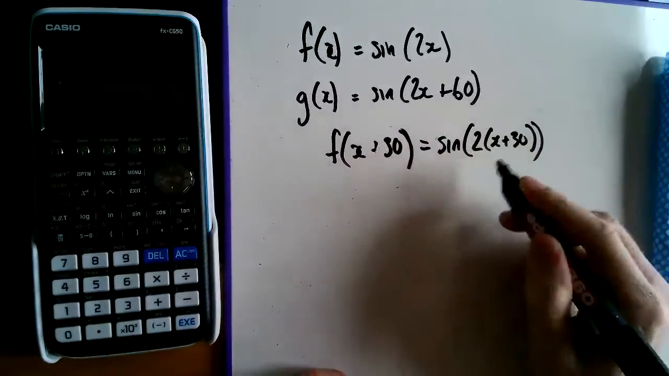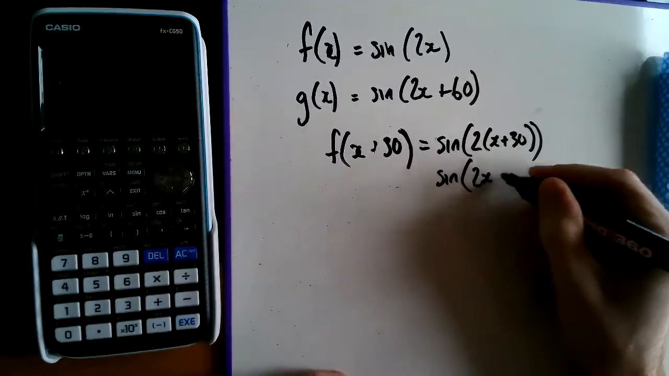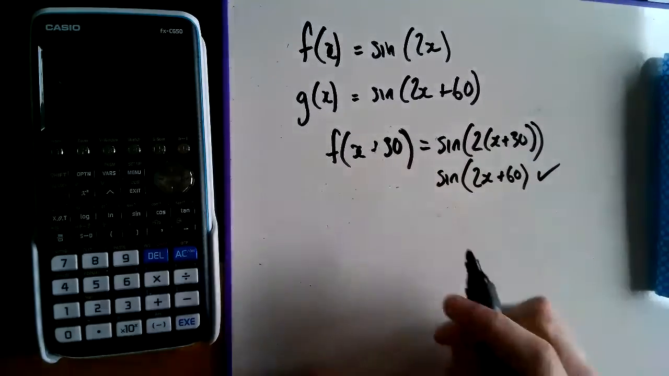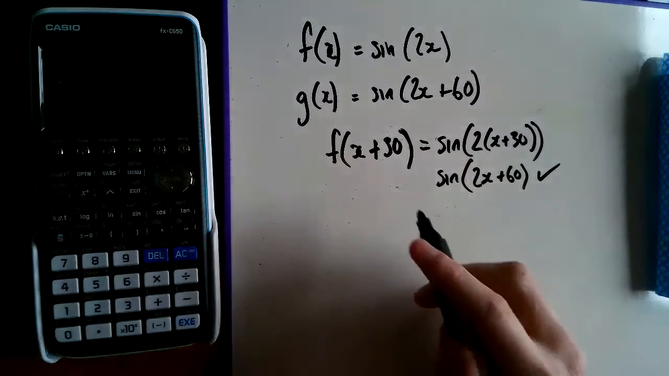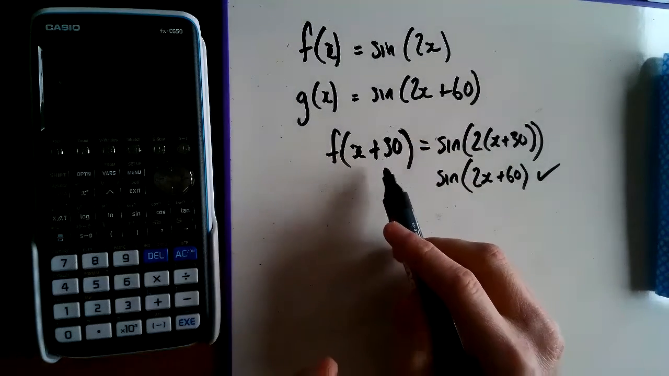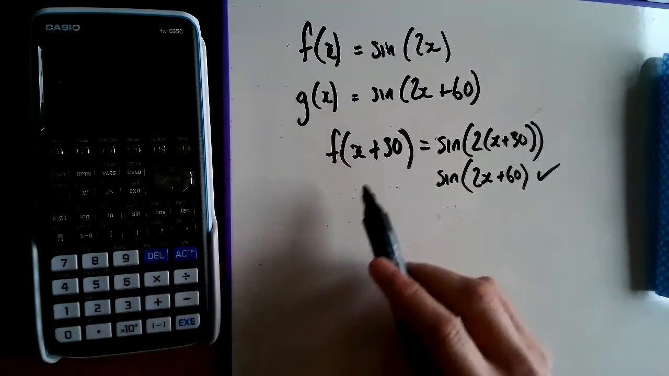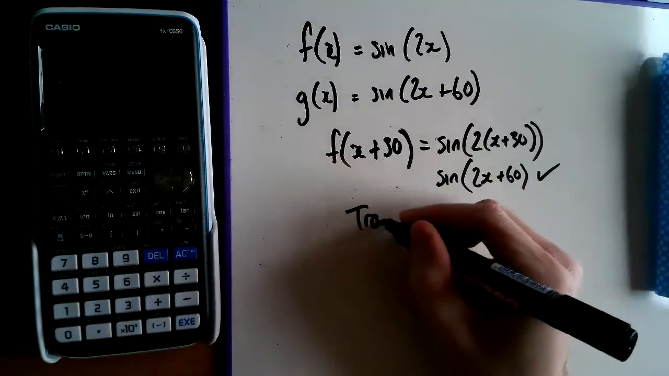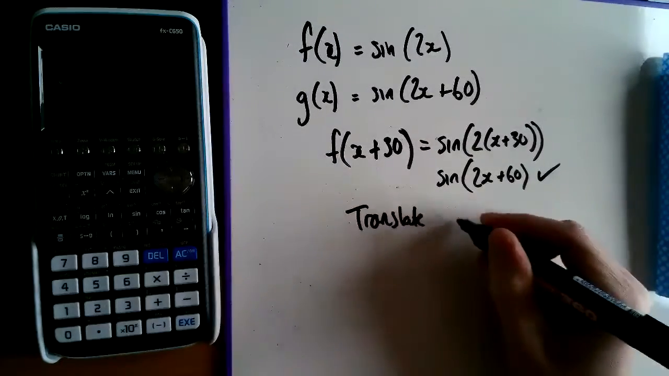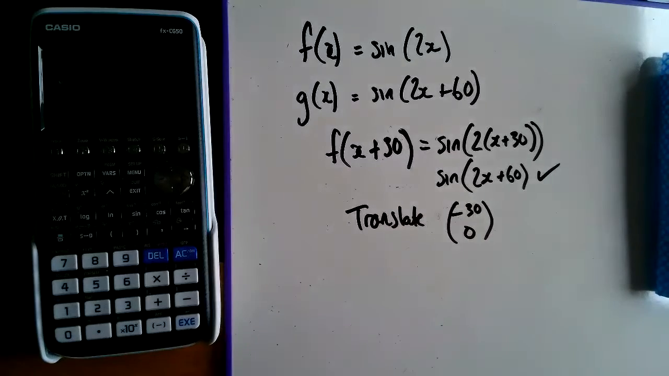Remember, brackets are key for these transformation questions. So expand that in the bracket, so 2x plus 60, that works. So my transformation was x plus 30, so it's inside, so that's x. It's opposite because it's x, so I'm going to take away 30, and it's a plus, so it's a translation in the x direction, so that's the top one, and it's the opposite, so it's minus 30.